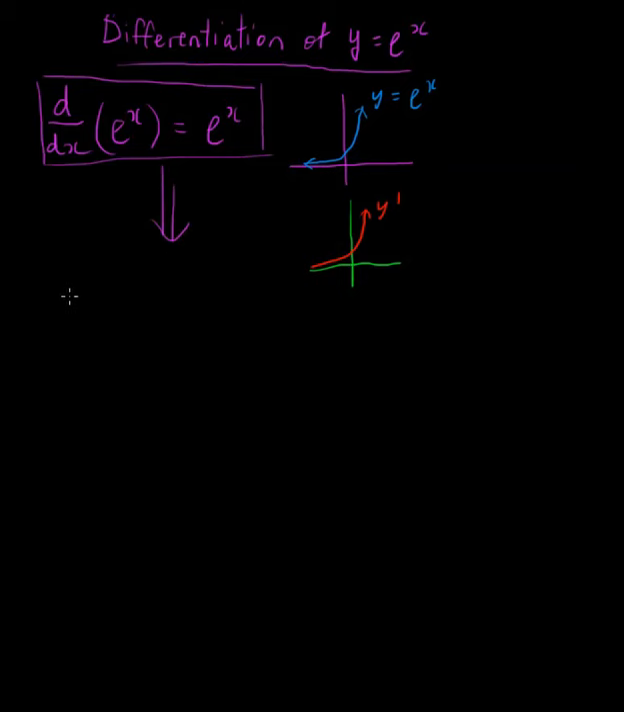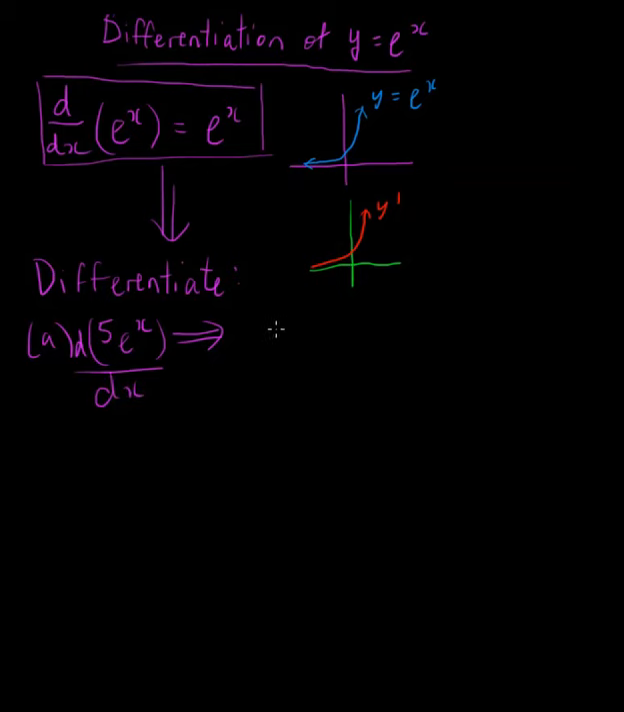So let's say I want to differentiate something like, let's say an example, 5e^x. If I want to differentiate this, how can I do it? What I can do is rewrite this as the differentiation of, and I'll put the 5 outside because it's just a multiple. This 5 here is a multiple. I just take it outside.